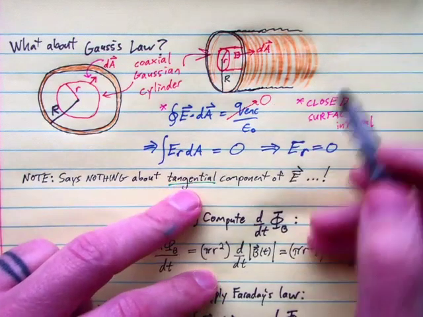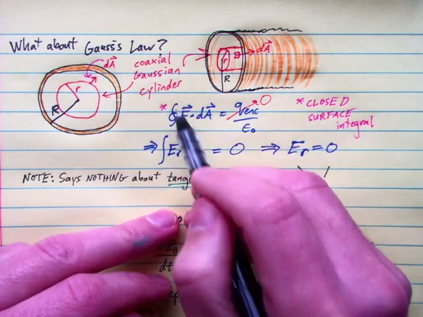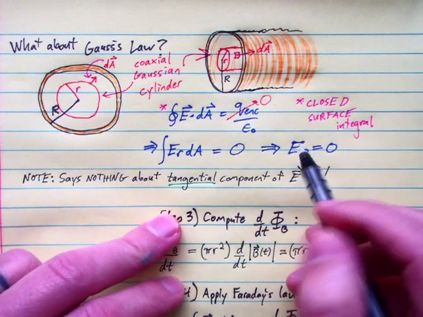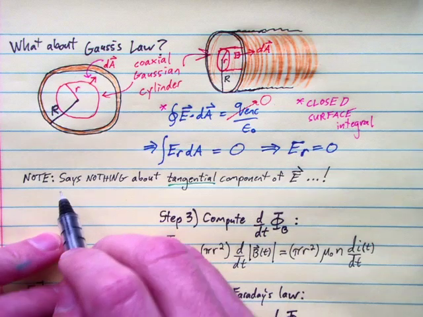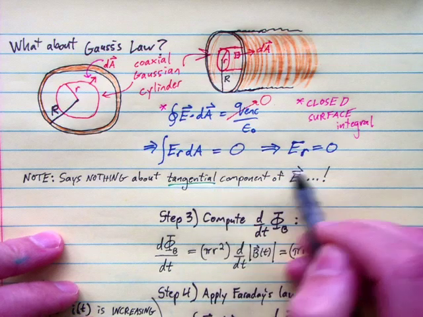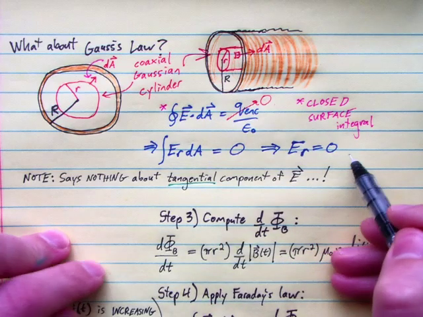Here's just a reminder, since we have so many different kinds of integrals going on right now. In Gauss's law, this here was a closed surface integral. Gauss's law tells us this, but it tells us nothing about the tangential component of the electric field. So Gauss's law only tells us about part of the field. It doesn't tell us the whole story.